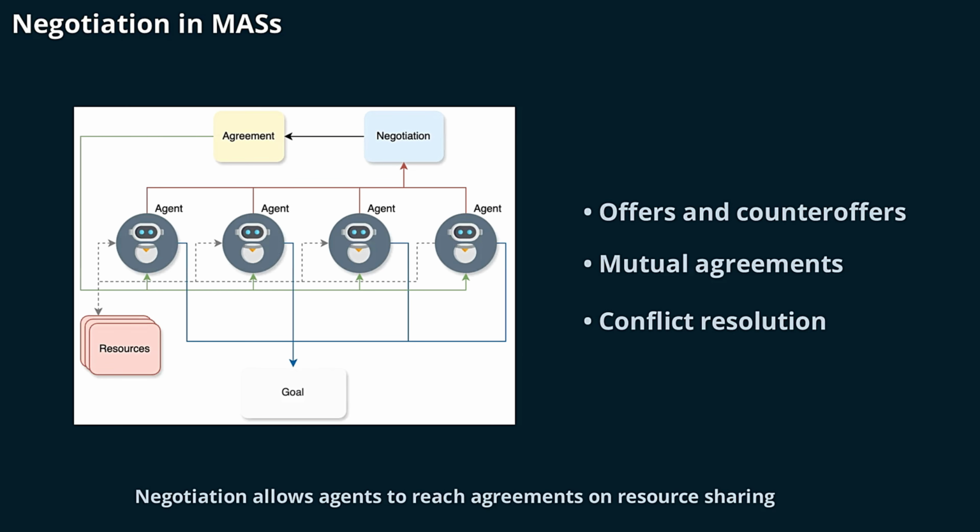Negotiation allows agents to reach agreements on resource sharing, task division, or conflict resolution. Agents make offers, counteroffers, and compromises to find mutually beneficial solutions. Techniques such as auctions, voting, and bargaining are used, depending on the problem domain. Negotiation is especially useful when agents have competing goals or limited resources.